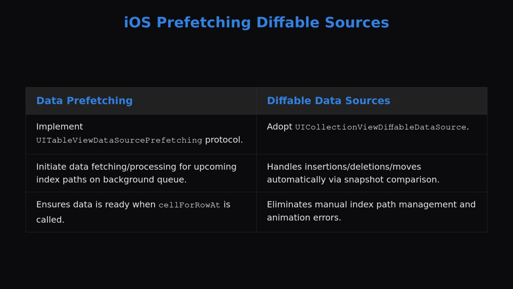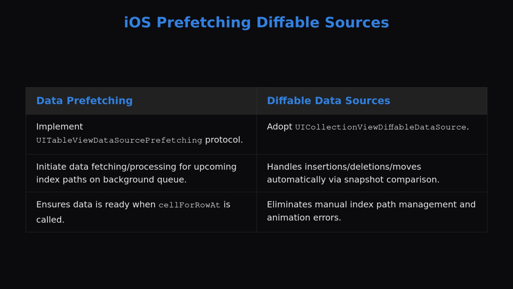Implement the UITableView data source prefetching protocol to receive advance notifications regarding index paths that are about to scroll into the visible area. This mechanism allows developers to initiate necessary data fetching or complex processing for upcoming cells on a background queue. Ensuring the required data is fully prepared when the cellForRowAt method is finally called eliminates main thread delays.